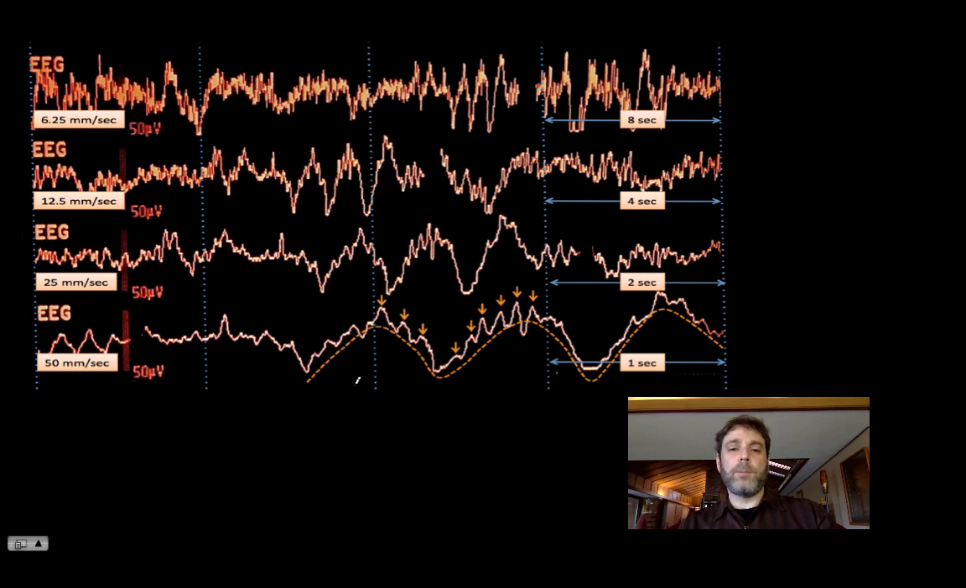So let's look at an example. This is a single frontal EEG channel with 4 different sweep speeds. The sweep speeds are reflected over here.